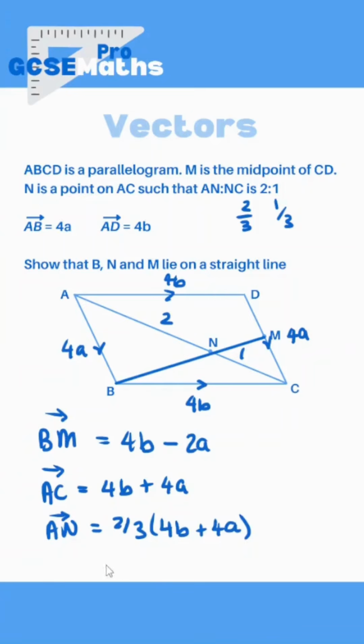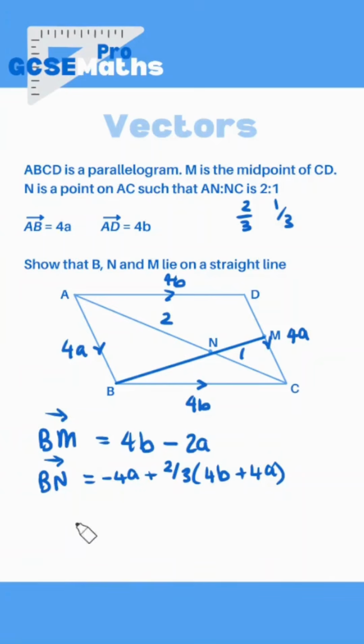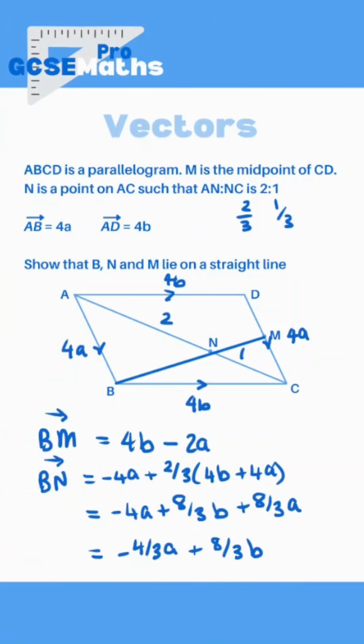Now to use that to make BN. BN, I would probably go up to A, so that's negative 4a, because I'm going the wrong direction, plus 2/3 of (4b plus 4a). Now let's just expand and simplify all of that. Make sure you're happy with multiplying fractions and whole numbers for this topic, and adding fractions and whole numbers. Okay, so now we know BN, and let's rewrite BM with the a first.